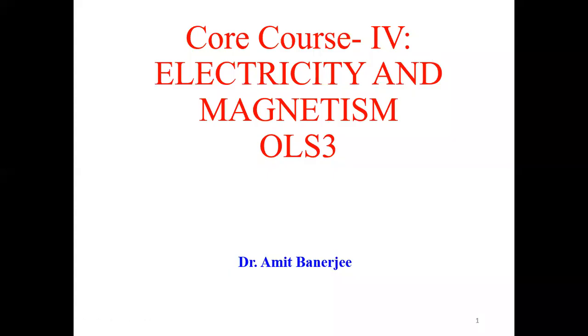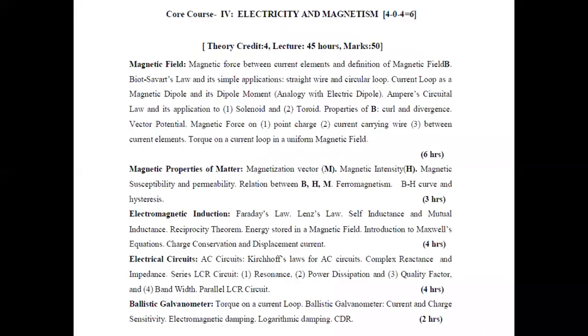All right, let's continue with this course. We have already finished 2 classes, and we have covered most of the areas in magnetic field, which is the first chapter. We understand magnetic force between current elements, the definition of magnetic field, and the Biot-Savart law. We have also covered some simple applications, straight wires and circular loops, and we have covered the current loop as a magnetic dipole, and dipole moments.